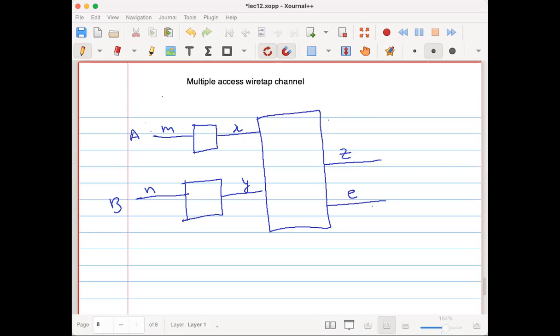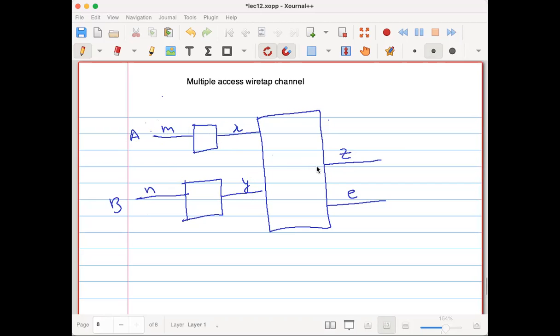Okay, so the setup is the same as that of the good old multiple access channel. There is Alice and Bob. Alice has a message M that she wants to send. Bob has a message N that he wants to send. Then Alice uses a private coin encoding algorithm and encodes message M into a probability distribution over code words X. Bob encodes message N into a probability distribution over code words Y, independent of Alice. Now X, comma Y is inputted into the channel.